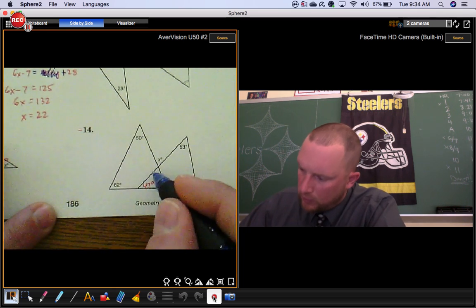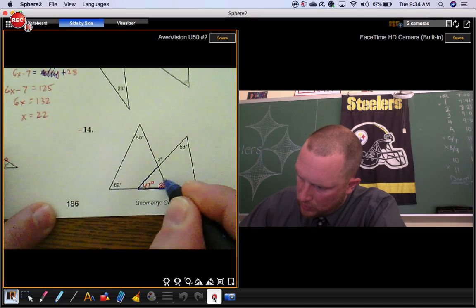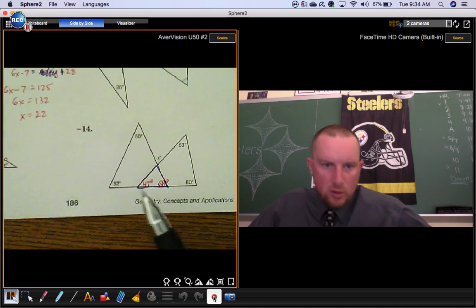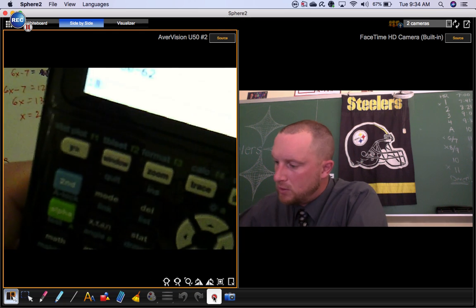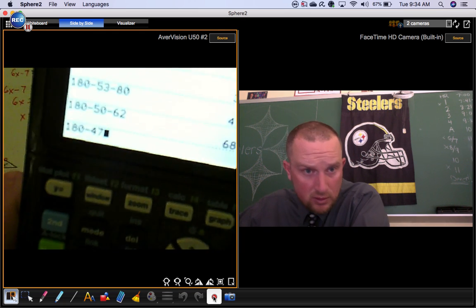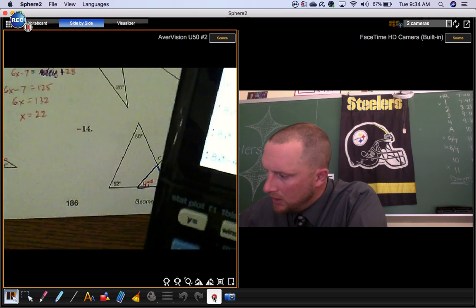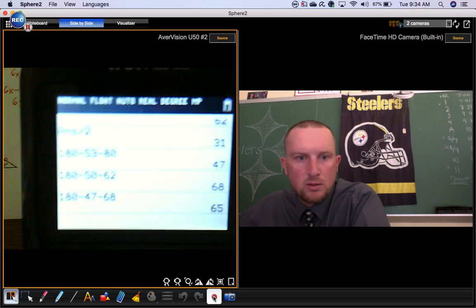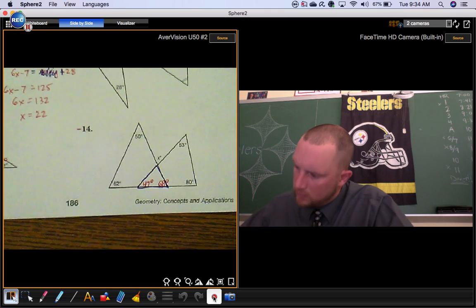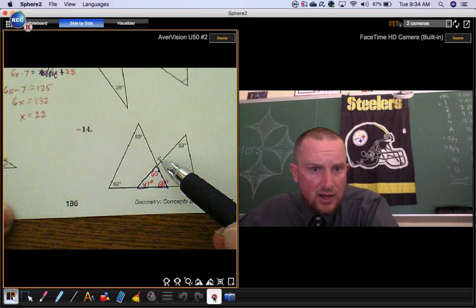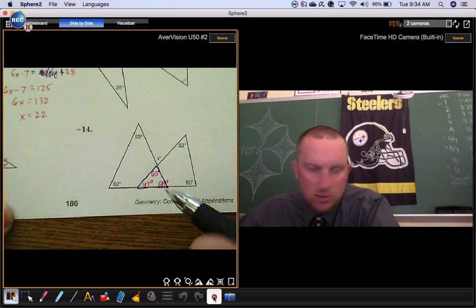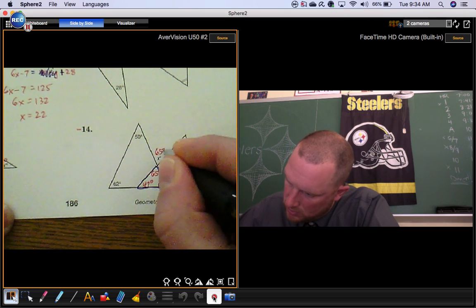Now, finally, don't forget, this is a triangle also. So if you know those two angles, then you should know that angle. So we're going to do 180 minus 47 minus 68. And that's going to give you 65. So that's the measure of that angle. Now, they want you to find x, which is up here, and that seems really confusing, but these are vertical angles. So x is 65 as well.